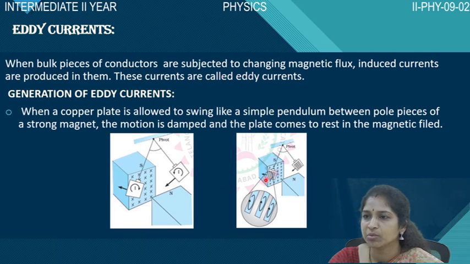But what is the difference between this and this? Here, the induced current is more, so they can stop the motion of this copper plate. That is what is written here: the motion is damped and the plate comes to rest in the magnetic field.